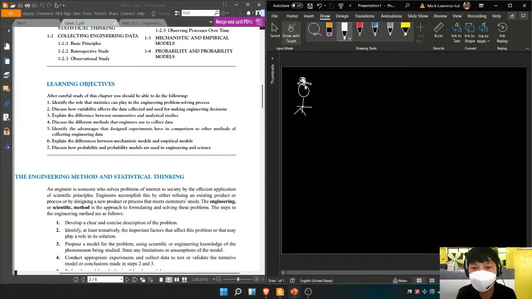Okay. Yeah, let's say an engineer wearing a hard hat. Okay.